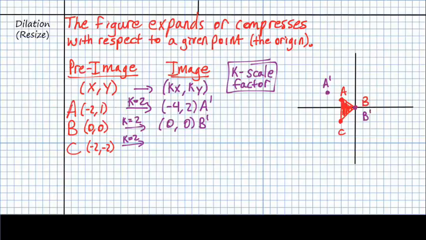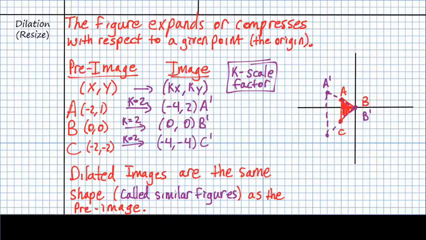And then finally we have C. C is at negative 2, negative 2 currently, but when we multiply it, it'll be at negative 4, negative 4. So then C prime is at negative 4, negative 4. If we connect these, what we see is that it's a very similar shape. A dilation of a figure is going to continue to be the exact same shape. So we can say that dilated images are the same shape as the preimage, or we can also call them similar figures.